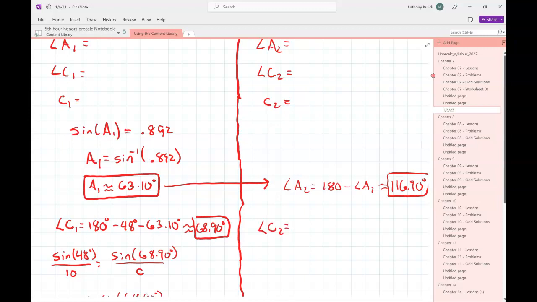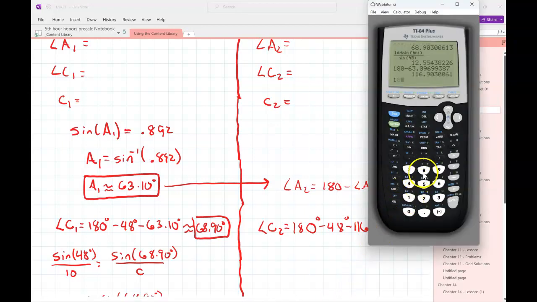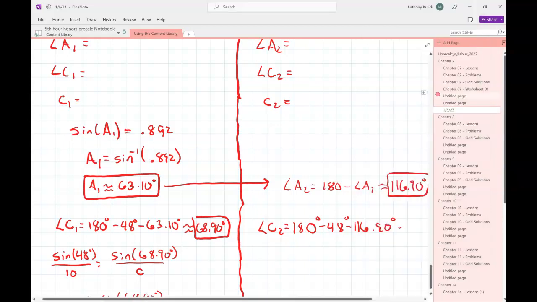Note for C2, we are not going to be looking at the supplement of C1. Rather, we're just going to be using that triangle sum theorem. Everybody okay there? So this is easier so far because I haven't had to use the law of sines yet, right? So 1510.